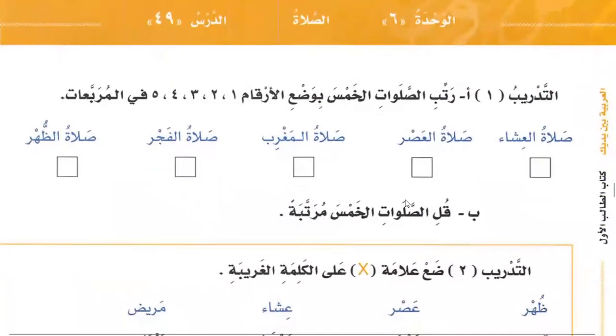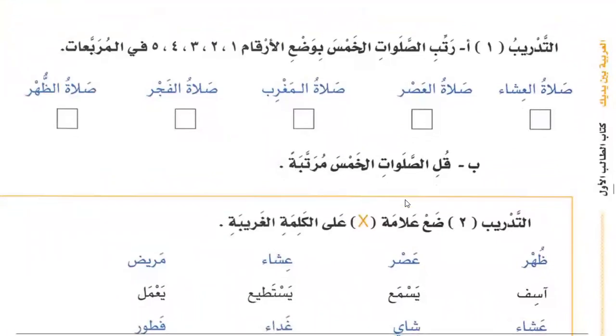The first exercise: arrange the five prayers by putting the numbers 1, 2, 3, 4, 5 in the boxes. So here, Isha is the fifth salah, so you will write 5 here. Here you will write 4, sorry, 3. Here you will write 3. Here you will write 4. You will write numbers here.